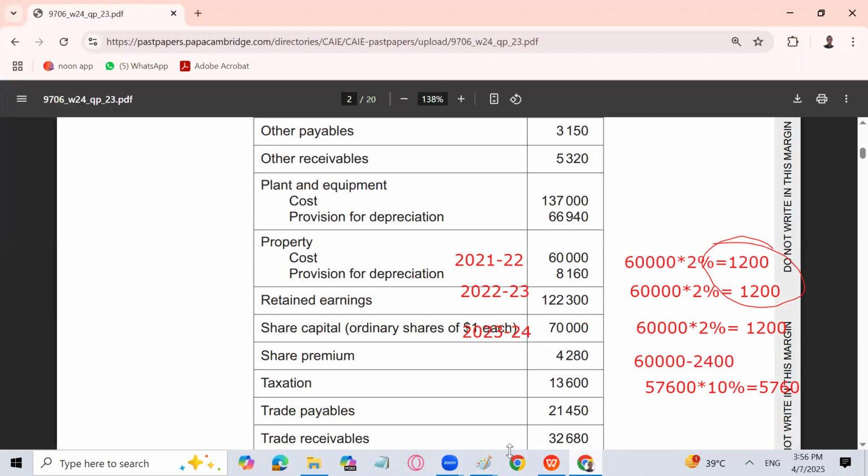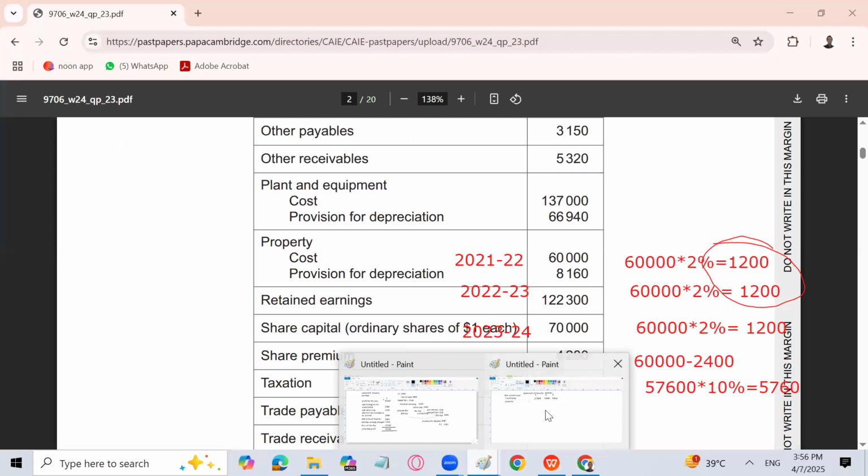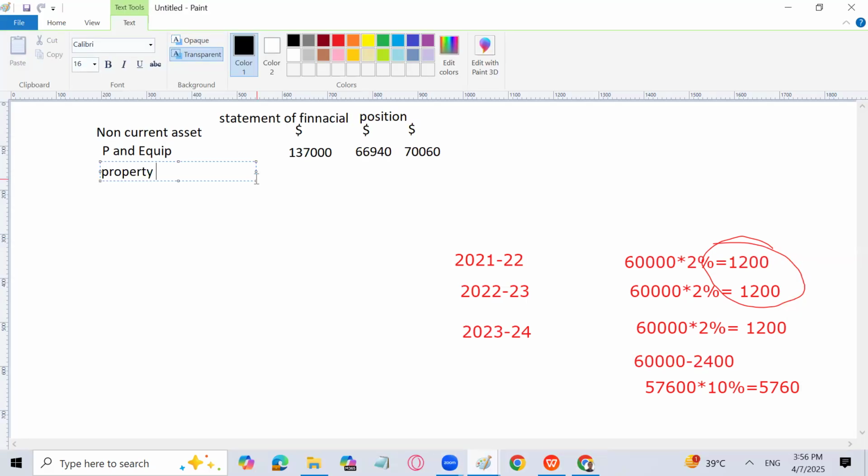Next is going to be the property. Property is 60,000, and it is quite simple to understand this concept, that the value of the property at cost is 60,000. And I can write the depreciation, that is 3,600. How, sir? 1,200, 1,200 and 1,200. Or you can do that 8160 minus 5760 plus 1,200. You will get the same answer. So one and the same thing.